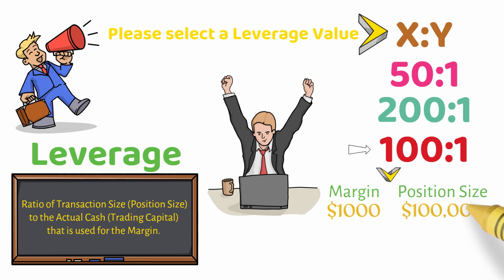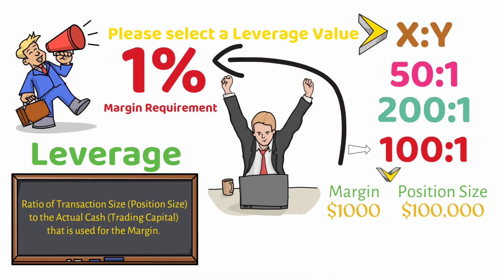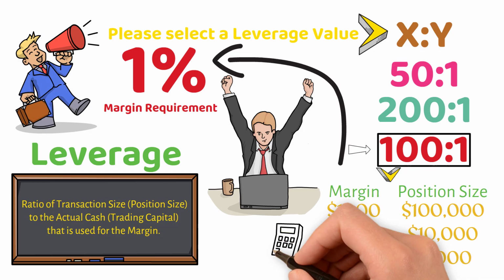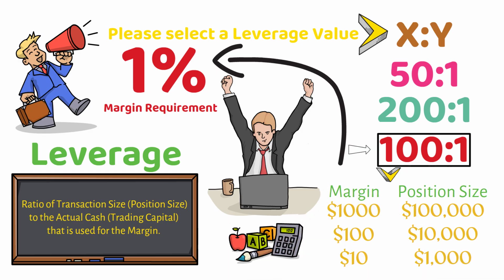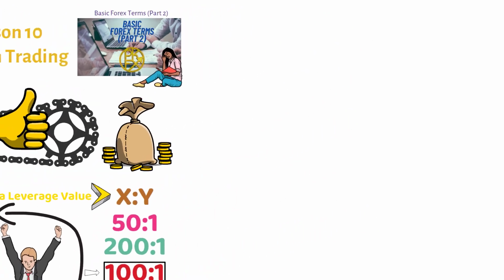For example, 100 to 1 leverage means $1,000 of margin is needed to open a position size of $100,000. We call this a 1% margin requirement, meaning to say, using 100 to 1 leverage ratio, with a $100 margin, you can open position size of $10,000. With $10 margin, you can open position size of $1,000. Simple mathematics. Now let's throw in some numbers to get a clear picture on how all this works for you.